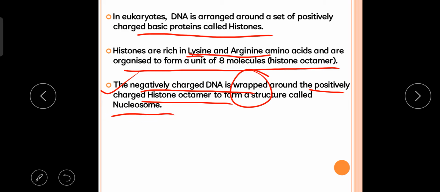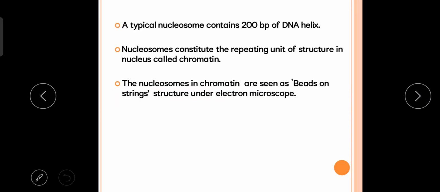So what is a nucleosome? A nucleosome is a structure which consists of a DNA molecule and 8 histone proteins. In the center part there are a total of 8 histone proteins, but only 4 types. Types 4, but number 8. That is why it is called the histone octamer. Now move to the next slide.